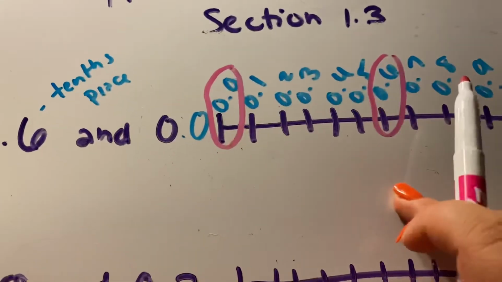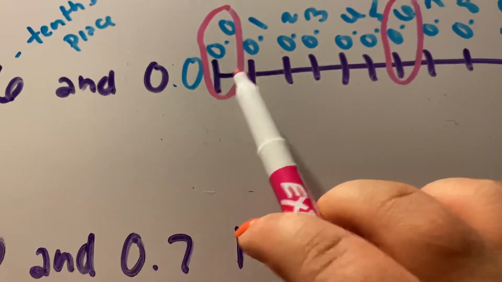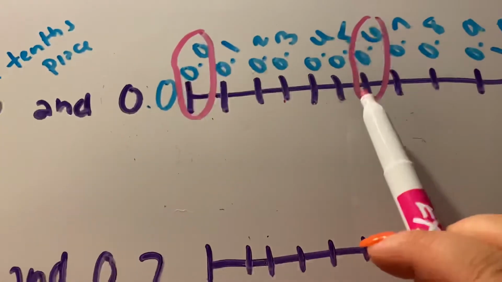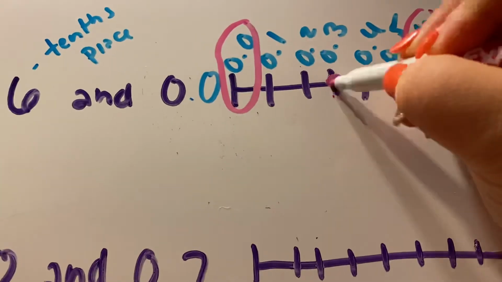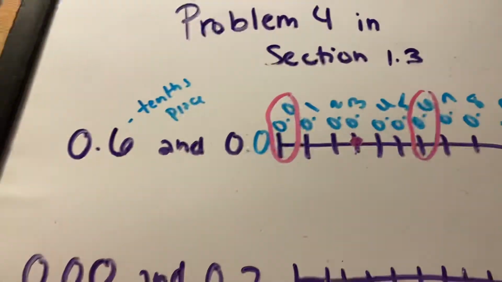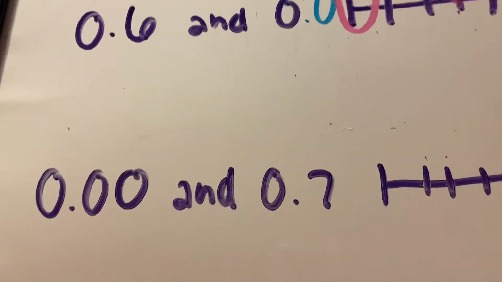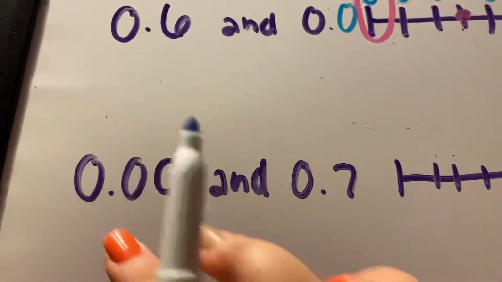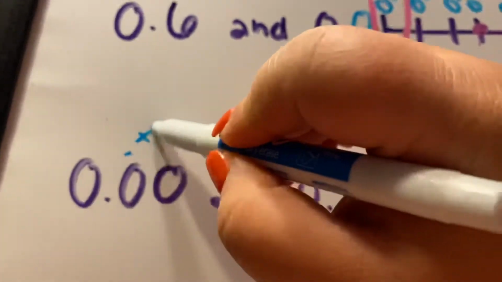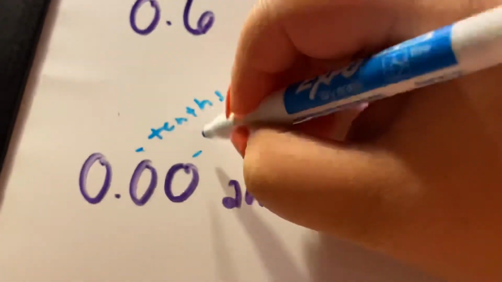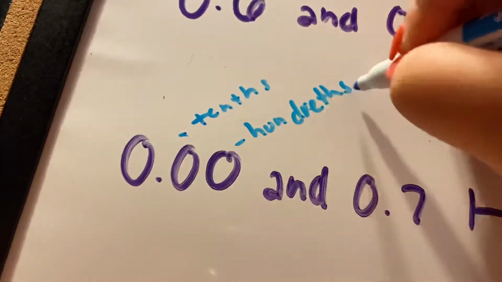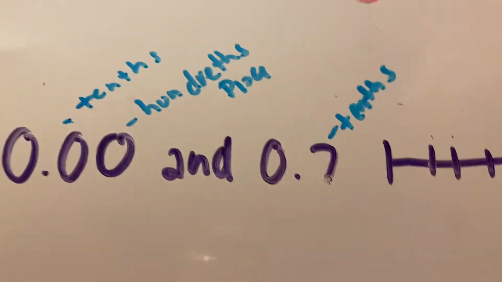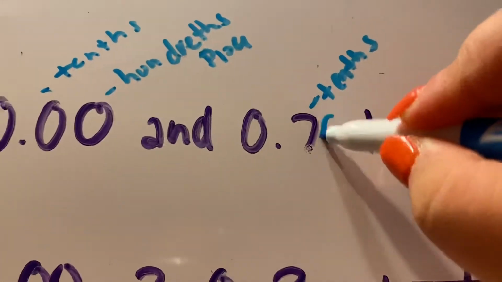So there are 6 places. So we count 1, 2, 3, and 1, 2, 3. So between 0 and 0.6, the middle ground would be 0.3. Okay? So now we move on to 0 and 0.7. So 0.00 technically has a tenths place and a hundredths place. And this only has a tenths place. So in order to make it have a hundredths place, we'll add another 0.